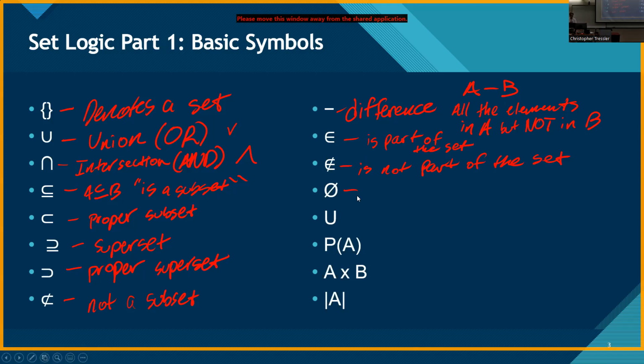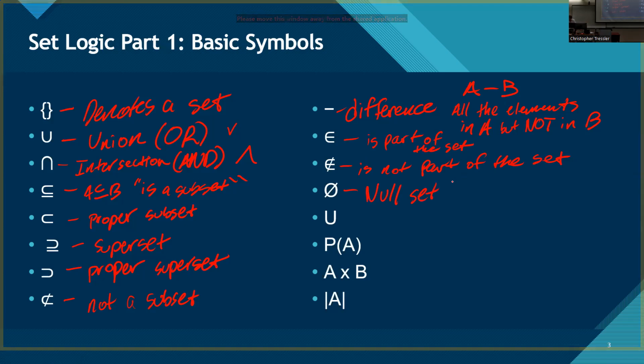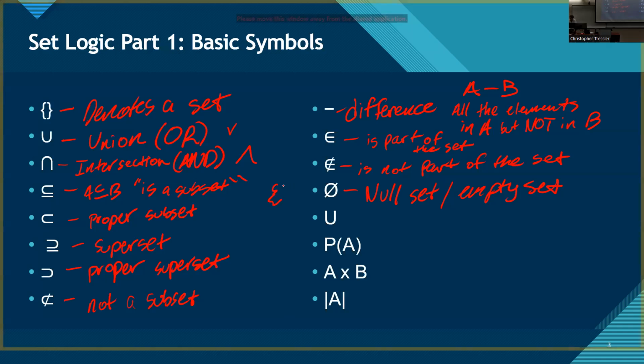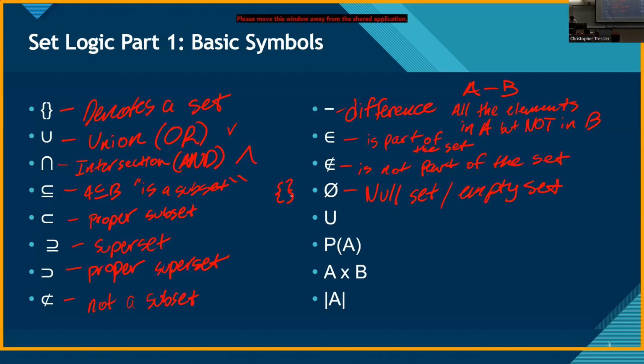Now, what is this? This is the null set or the empty set. And what does this actually mean? This means that basically a set is empty, which means there's nothing in the set, right? So if I said this was your set, basically your power set of this would just be this. However, we will get into power sets later and go over that stuff, so don't worry.